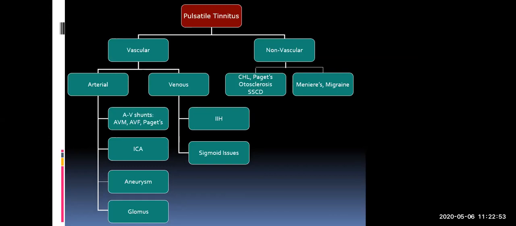In terms of vascular pulsatile tinnitus, what you would like to do is differentiate if this is an arterial phase sound that the patient is hearing, or a venous. The way you do that is you put your hand on the patient's internal jugular vein and gently press until you feel the carotid pulse. If the sound disappears, you're dealing with a venous phase pulsatile tinnitus. By far, the most common diagnosis in that category is intracranial hypertension. There are other patients with sigmoid sinus issues that can mimic this condition, but that's a lot more scarce.